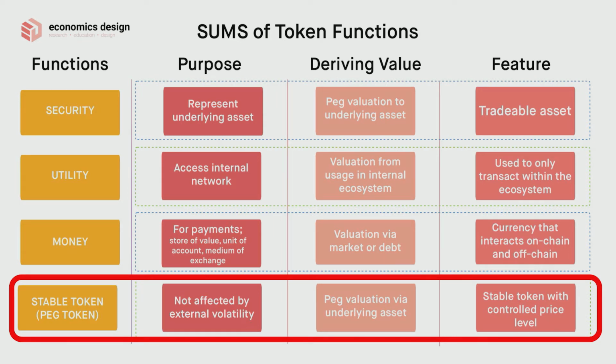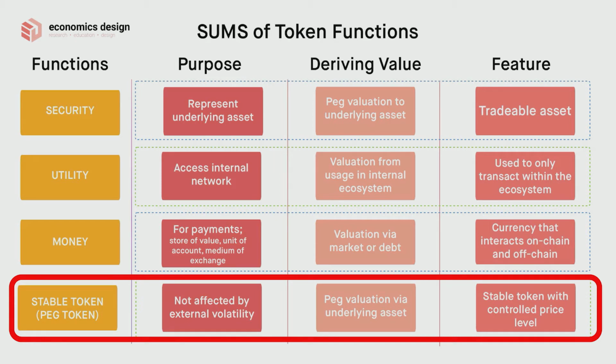So in 2020, with new tokens out in the market, I've edited this table slightly to take in more information and more innovation that's out there in the market. This table sums up the token functions, S, U, M, S. S is for security, U is for utility, M is for money, and S is for stable coin or stable token. But it's more of a peg token than a stable token because it's only stable relative to the underlying collateral or underlying peg. So a peg token would be a better word for it, but I wanted the acronym of SUMS, so I just used stable token.